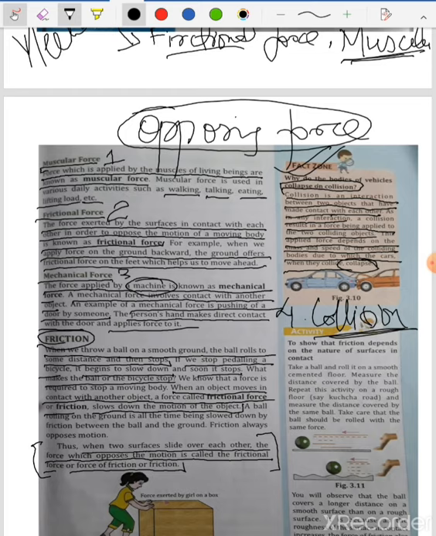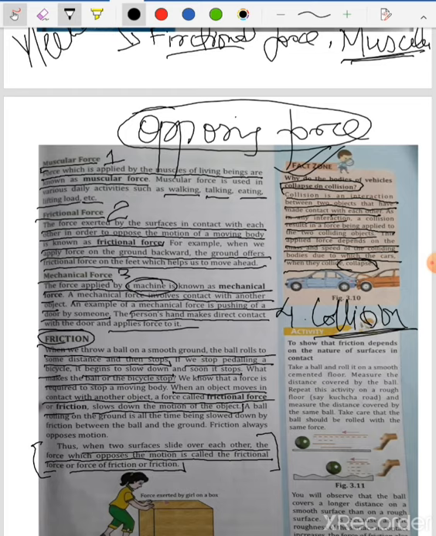Then comes frictional force. Whenever two bodies are sliding on each other or rolling on each other, like when a car is running on the road, the tire of the car rolls on the road. So there is a contact between the tire of the car and the road. So the force acting between them is called frictional force. And frictional force always opposes motion. That's why it's also called the opposing force to the motion.